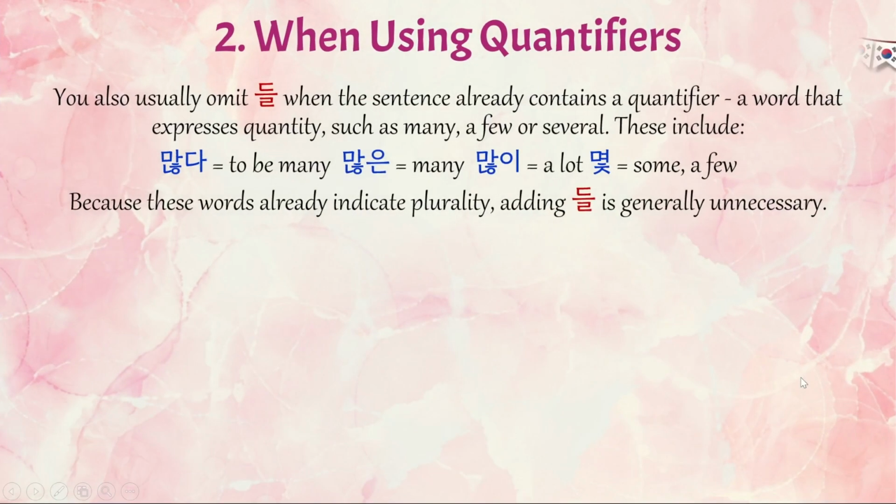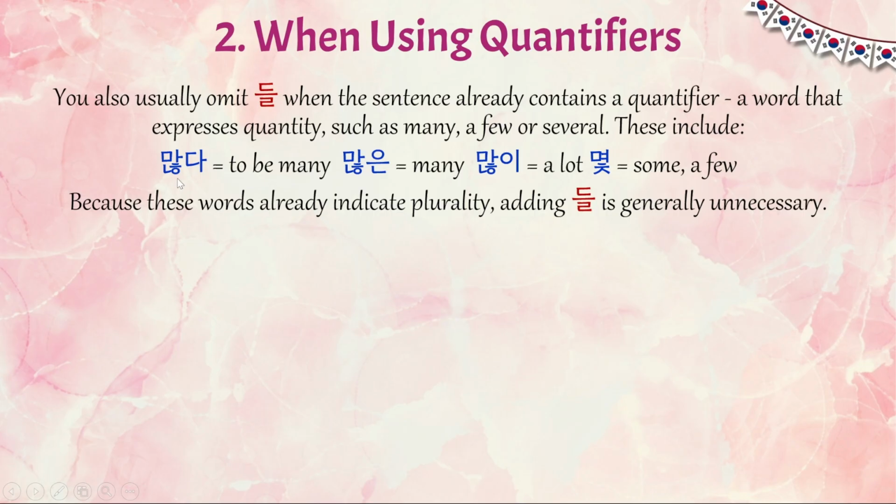Next comes case number 2, when using quantifiers. So you usually omit 들 when the sentence already contains a quantifier. What is a quantifier? A word that expresses quantity, such as many, a few, several, or some. So whenever there is a quantifier present in the sentence, we omit 들.